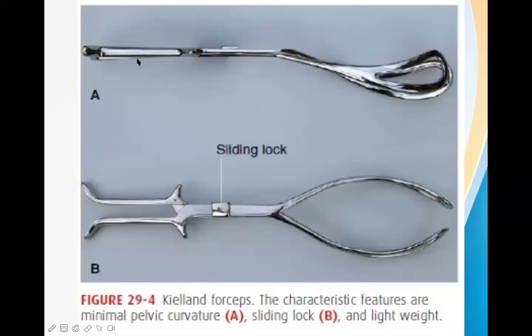Now see here. These are the different parts of the forceps. This is a Kielland forceps, and the characteristic features of the Kielland forceps are the minimal pelvic curvature, sliding lock, and light weight. So here's the sliding lock, you can clearly see. And this is the pelvic curvature of the forceps.